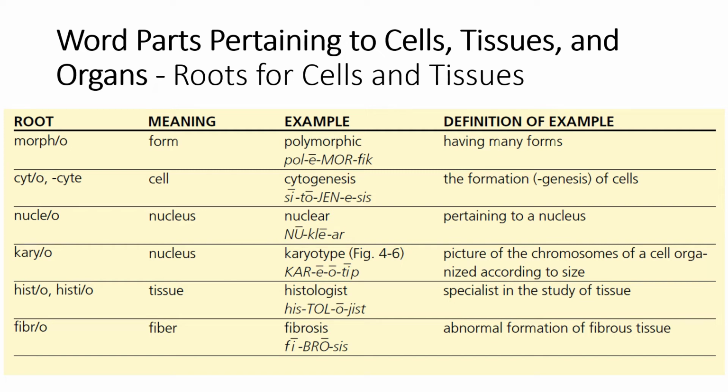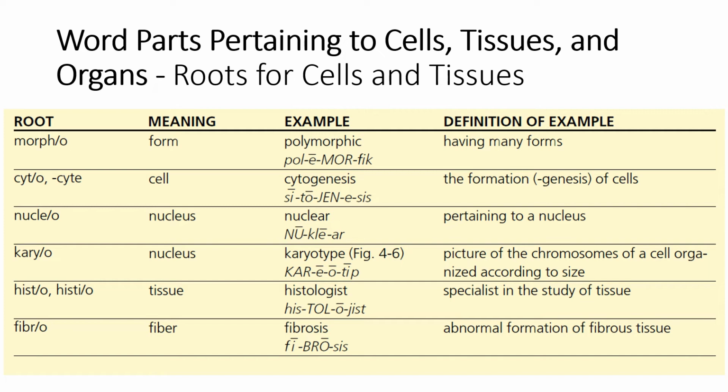Next, we have site or cyto. If we use it as a suffix, it is site. Cyto or site means cell. The example is cytogenesis, or the formation of cells. Cyto means cells, and genesis means formation, beginning or creation.